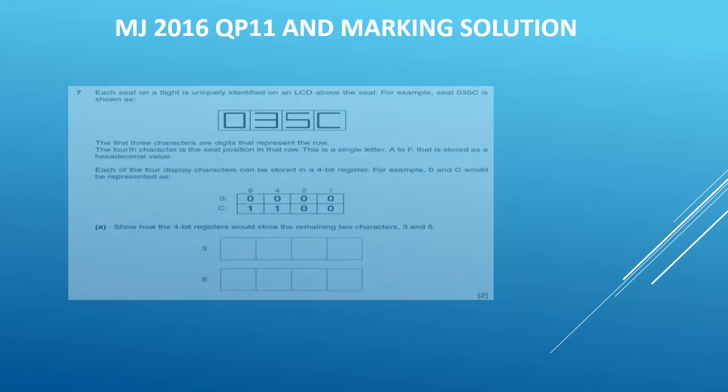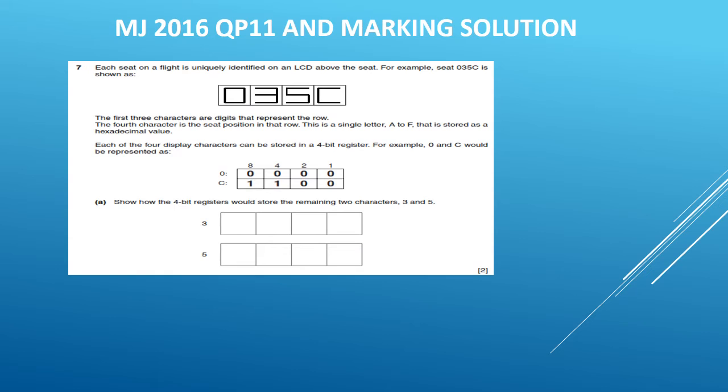To get a grip on the concept that we have revised, I have taken a question from past paper year 2016. Question paper variant is 1-1. This is question number 7. It says, each seat on a flight is uniquely identified on an LCD above the seat.